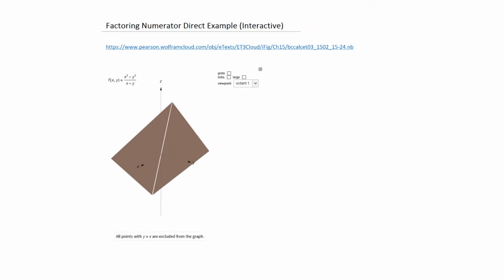All right, so this is the interactive diagram I mentioned you can play with. Notice again that y equals x is excluded from the graph because x equals y is not part of the domain. Anyways, look at this particular interactive diagram to help you visualize the problem.